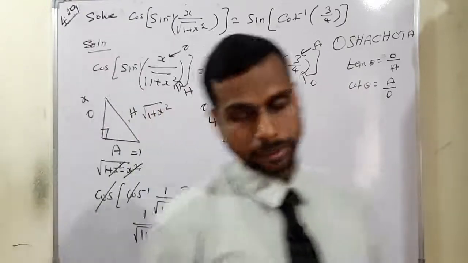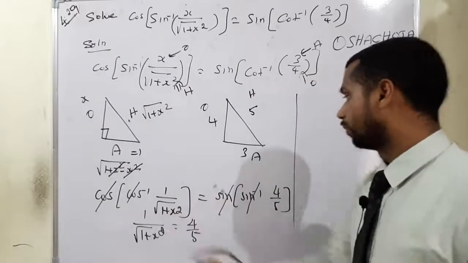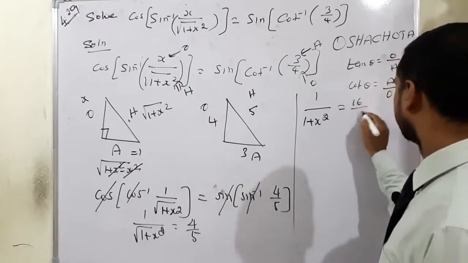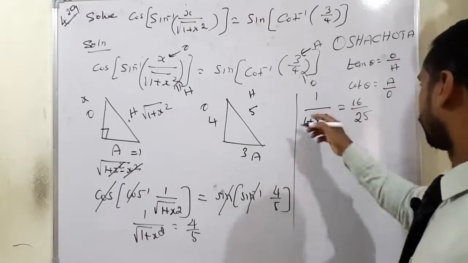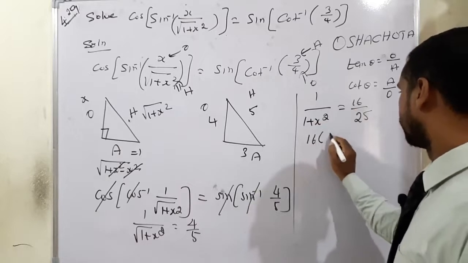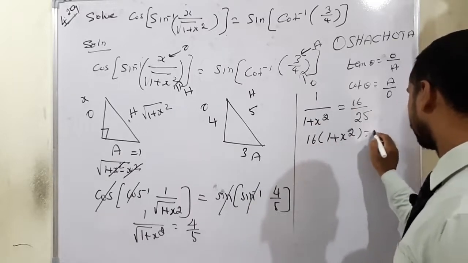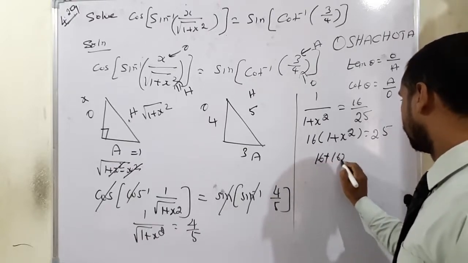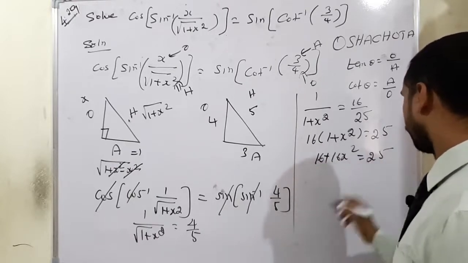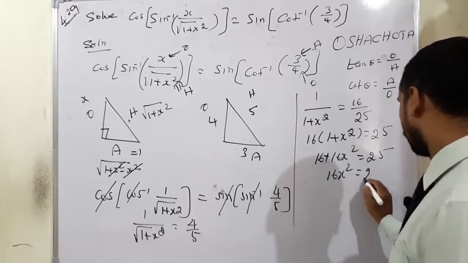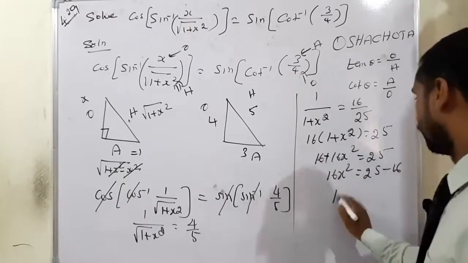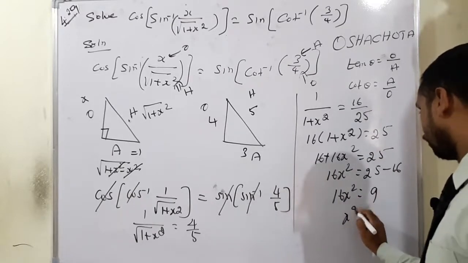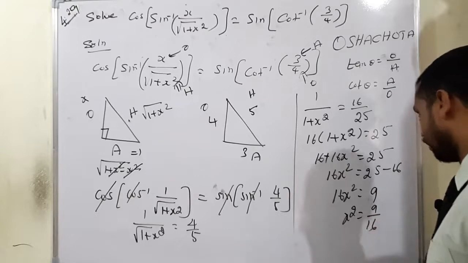Now squaring on both sides, the square root will be removed, isn't it? Squaring on both sides, 1/(1+x²) is equal to 16/25. Therefore, cross multiply: 16 into (1 + x²) is equal to 25. Removing the bracket, 16 + 16x² is equal to 25. Therefore, 16x² is equal to 25 − 16, which is 9. Therefore, x² is equal to 9/16.